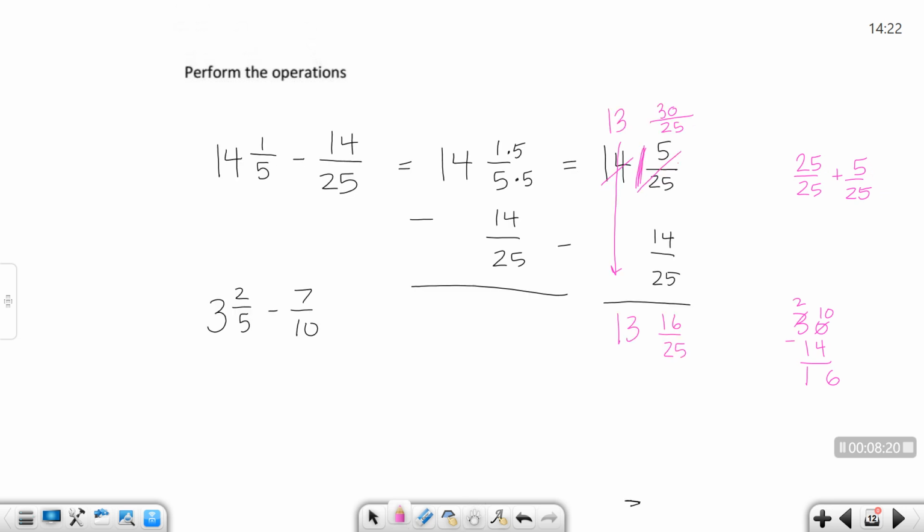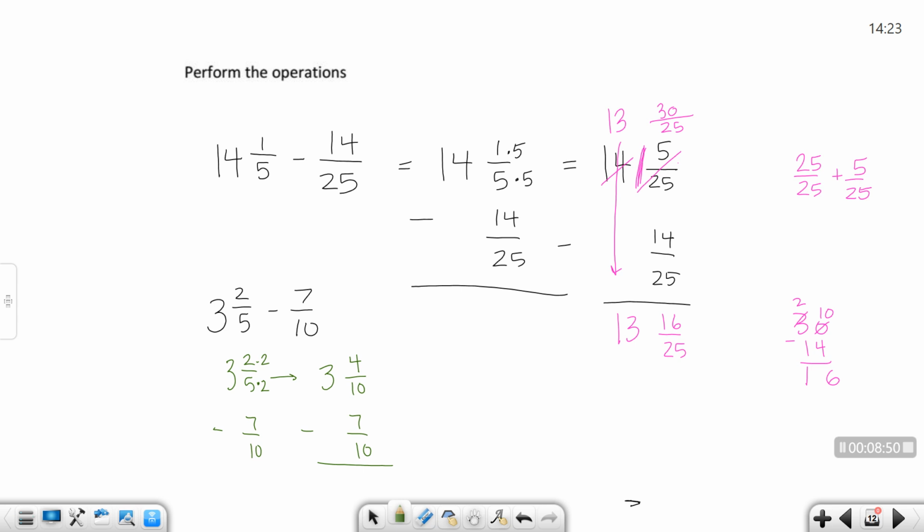It's not going to let me move it, so we'll have to kind of make this one really small. I'm going to have 3 and 2/5 minus 7/10. Okay, my common denominator is going to be tenths. So to get this top one, I'm going to multiply by 2 in the bottom and 2 in the top. So that would be 4/10. So 2/5 is the same as 4/10. I'm going to subtract 7/10.